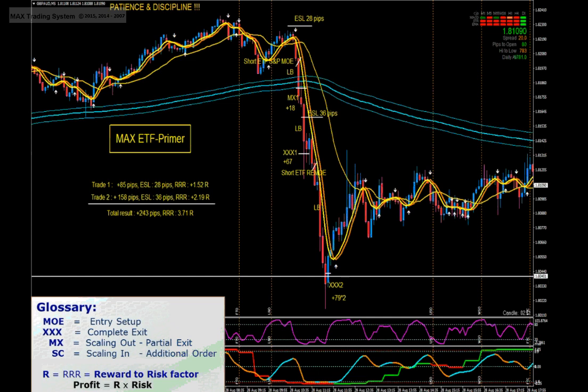So this is another example, a short trade now with the pound Aussie. And similarly, with the Max ETF Primer, we have been able to make 2 trades.